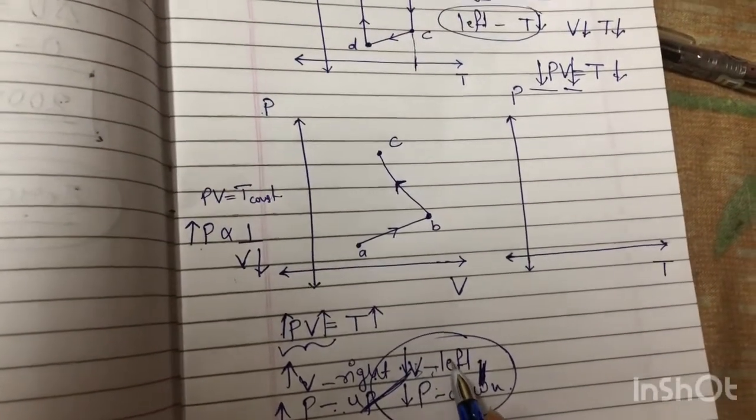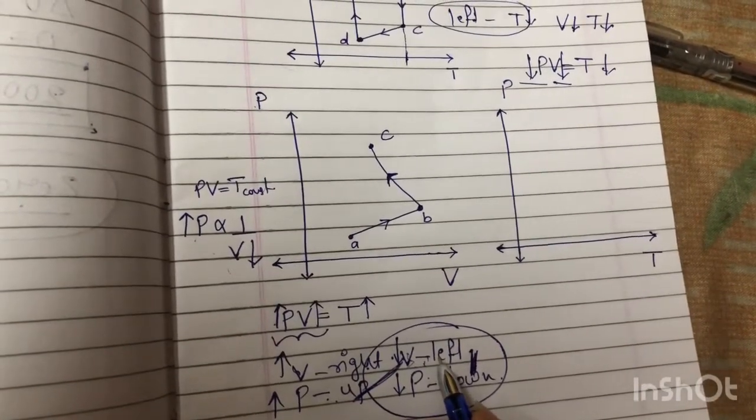Means the graph will move, for volume it will move towards the left.